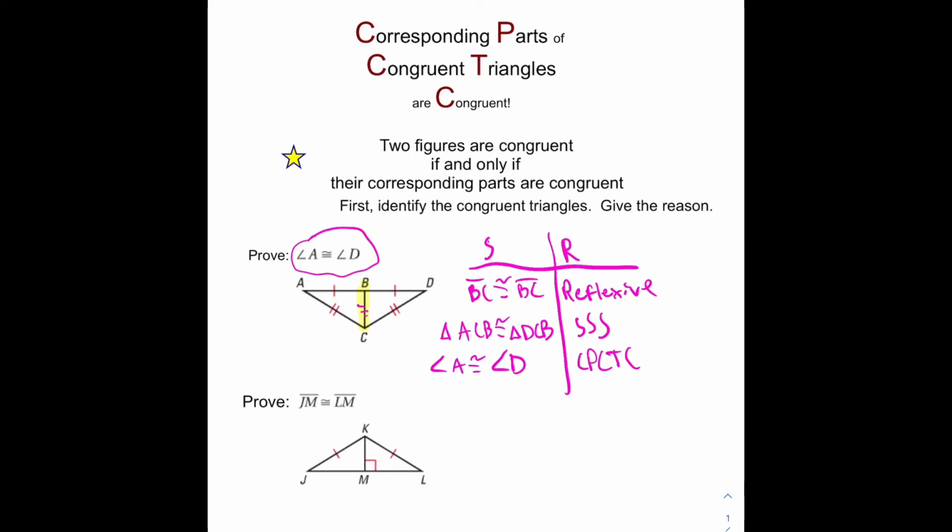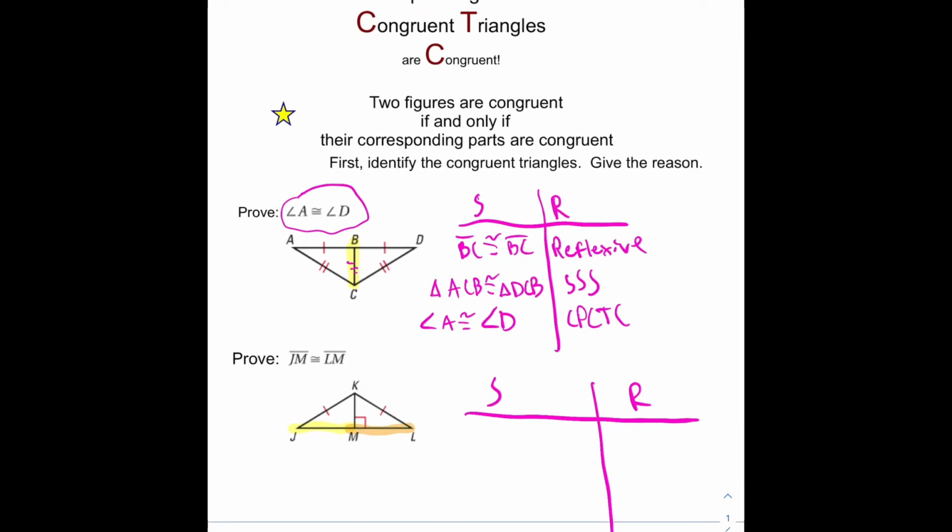Prove side JM is congruent to side LM. So I'm trying to prove that this side is congruent to this side. Now, what do I know? Okay, I know that the angle KML is equal to 90 degrees. This is given. And then I also know that side length KL is congruent to side length KJ, given.